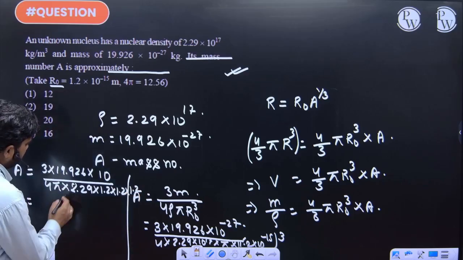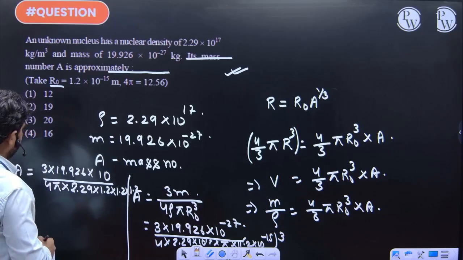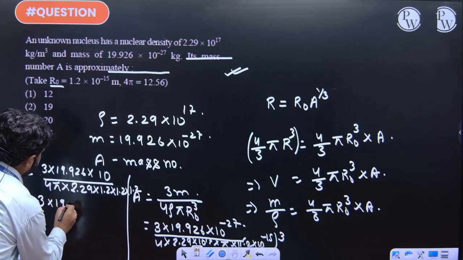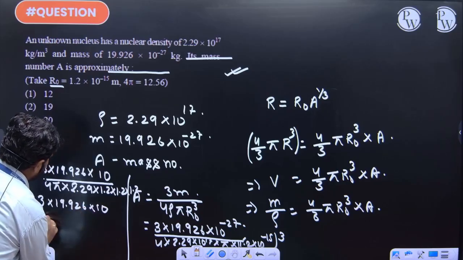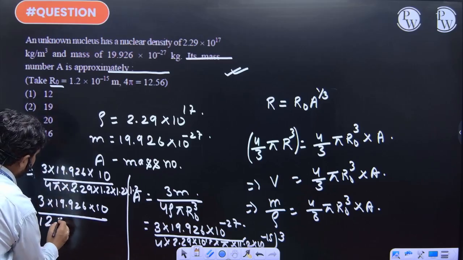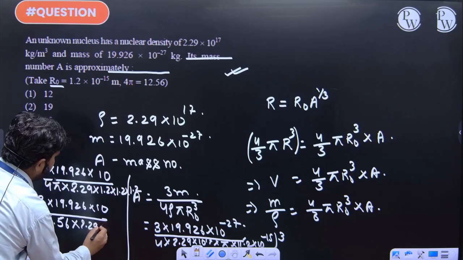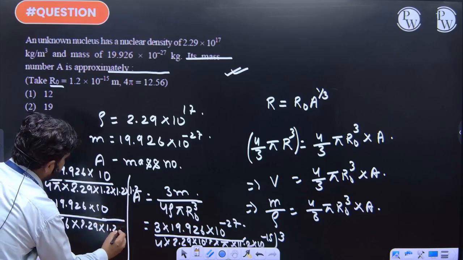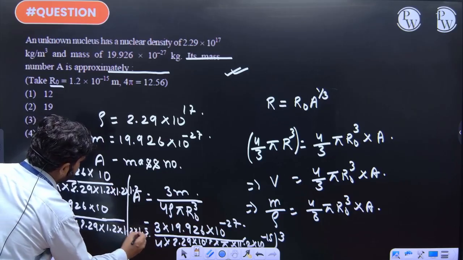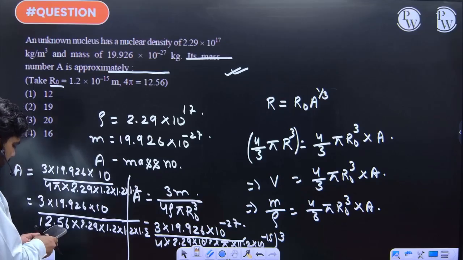So let's solve it, how much we will get. So let's do the calculation part here. 4 pi value is already given, 3 into 19.926 into 10 divided by 4 pi is 12.56, anyway we can calculate also, 12.56 into 2.29 into 1.2 into 1.2 into 1.2, right? So let's calculate it. I'm doing the calculation here. Here the calculation part is a little bit more, so that's what makes it lengthy.